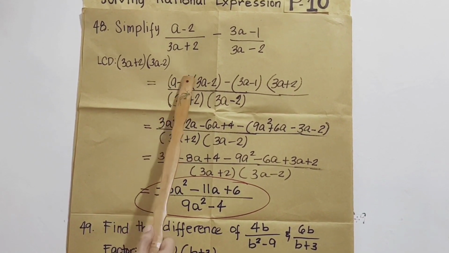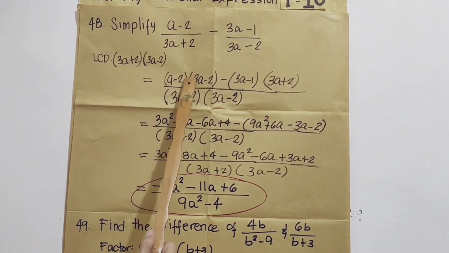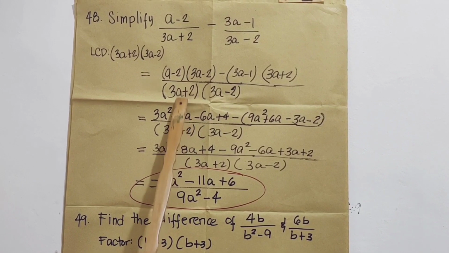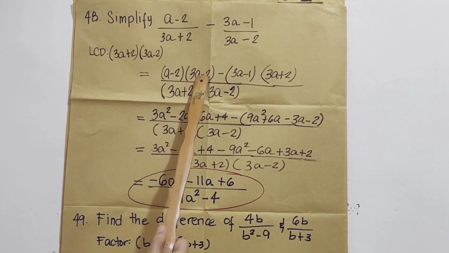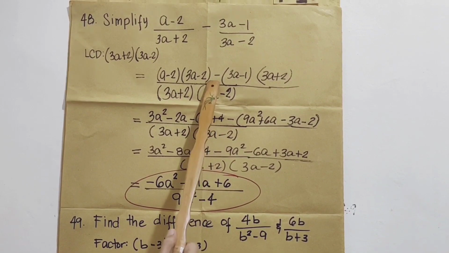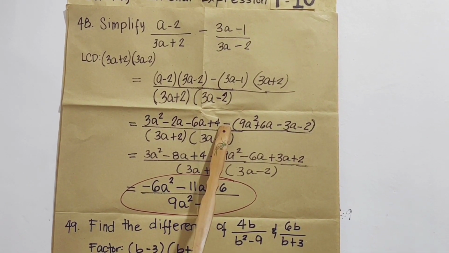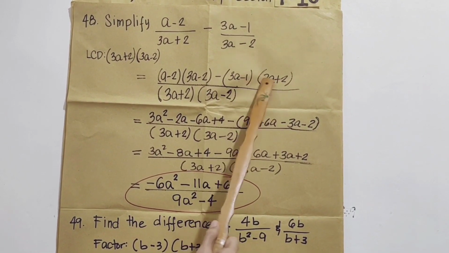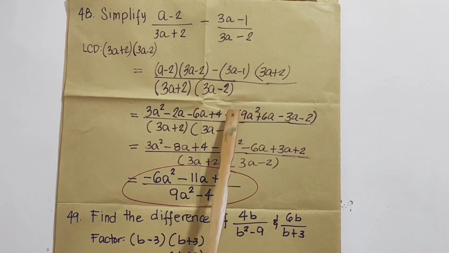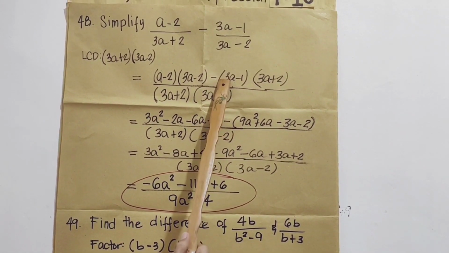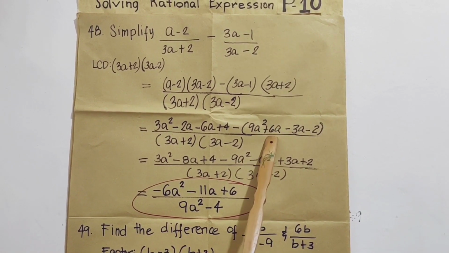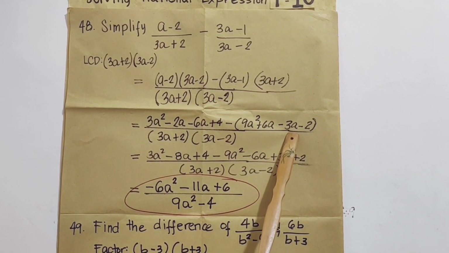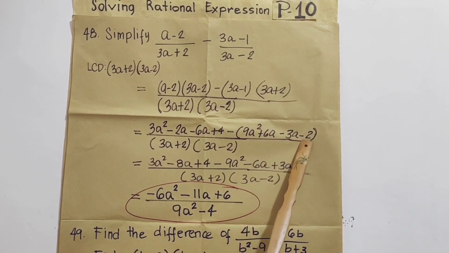So we're going to multiply a times 3a equals 3a squared. Then a times negative 2, we have negative 2a. And negative 2 times 3a, we have negative 6a. And negative 2 times negative 2, we have positive 4. And copy the subtraction sign and use parentheses because we're going to multiply these two binomials. And the result is 3a times 3a equals 9a squared. Then 3a times positive 2 equals positive 6a. Then negative 1 times 3a equals negative 3a. Then negative 1 times positive 2 will be negative 2.